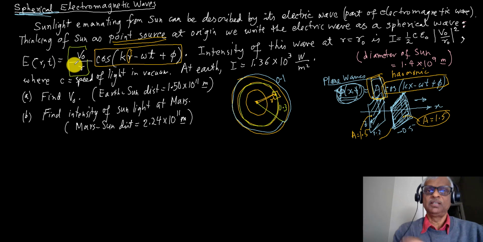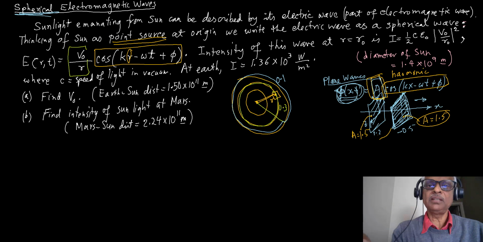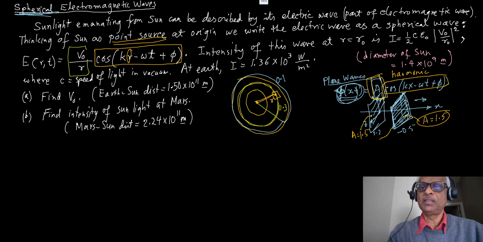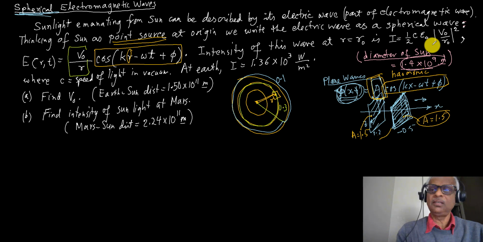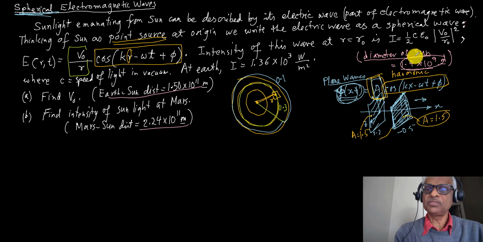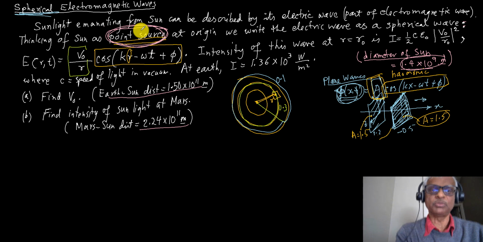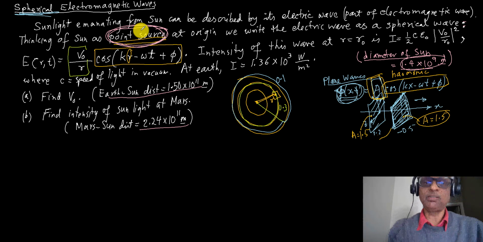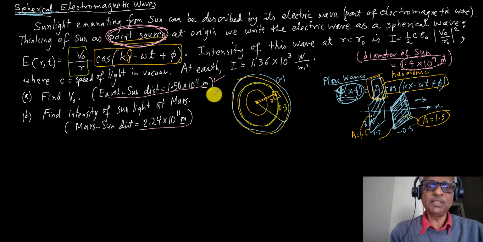Okay, another thing that I have included here is the diameter of the sun, which is 1.4 times 10 to the 9. This distance is very small compared to the distances we're going to work with. And in that sense I can take the sun as a point particle, a point source. The sun is pretty big, but in the context of these distances, it can be taken as a point source.